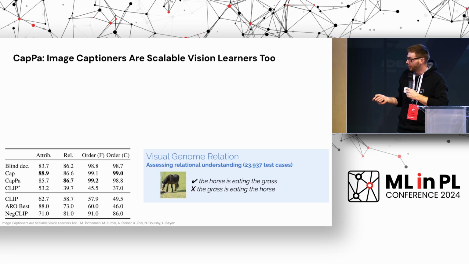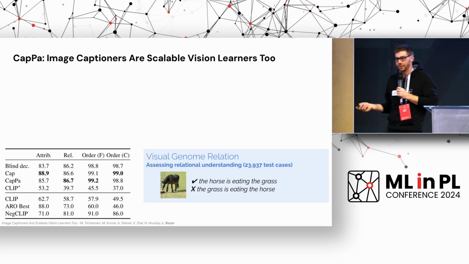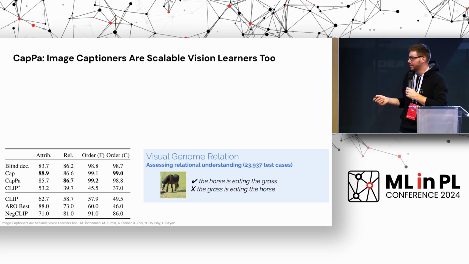Right? So it doesn't mean that CapPa is useless. It still gets more than the blind decoder, but it means this benchmark doesn't really test that you look at the image properly for the vast majority of the test cases. And this is one example.